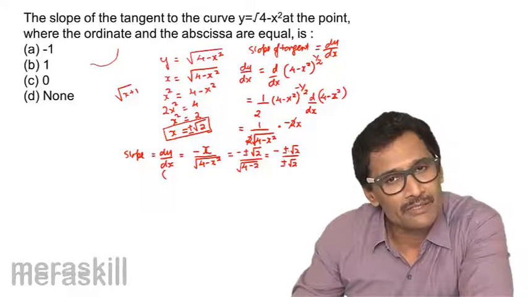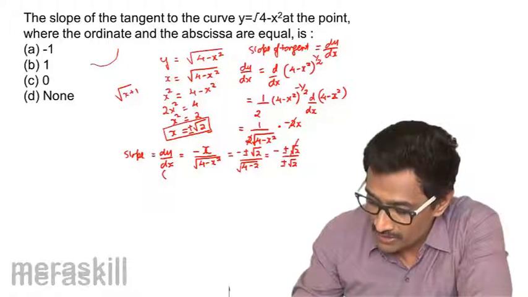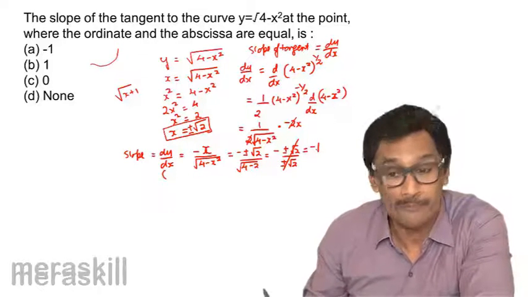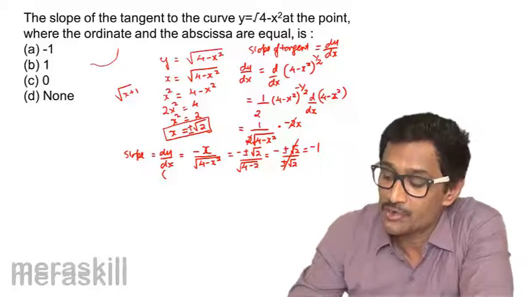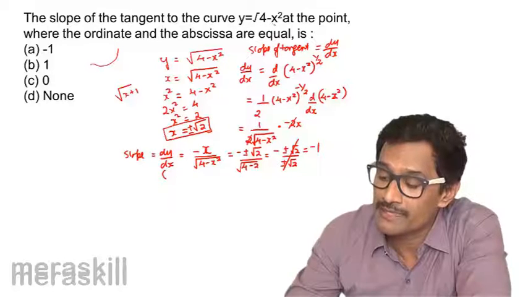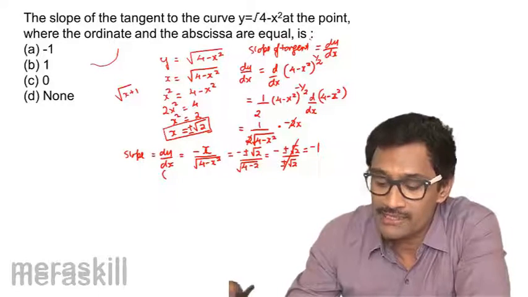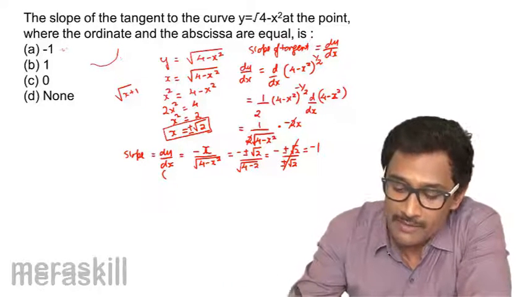In these kind of questions, you can just take it as plus root 2. So these two get cancelled. So ultimately, the slope is minus 1. So the slope of the tangent to the curve y is equal to 4 minus x square at the point where the ordinate and abscissa are equal is going to be minus 1.